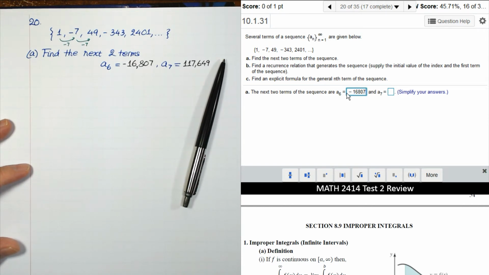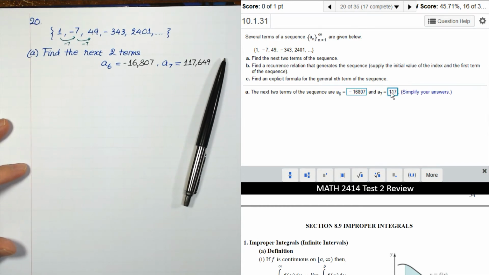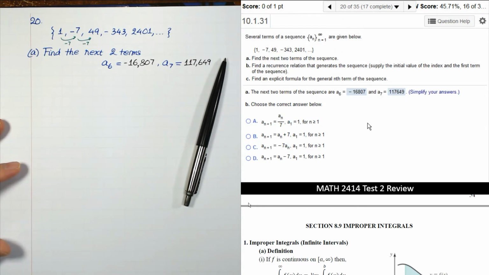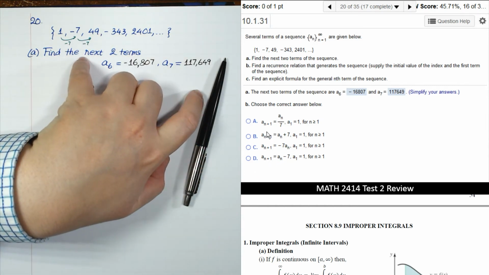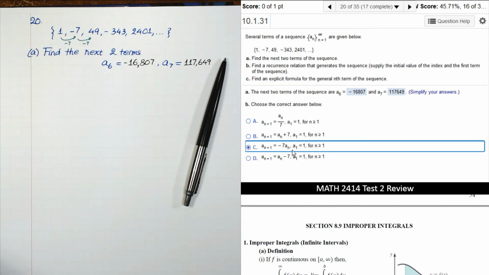-16,807. Next, 117,649. Right, that's good. So which one? Pretty much what we see is the next term is equal to this term times -7. So I will go with C. To get to the next term, we take this term times -7.